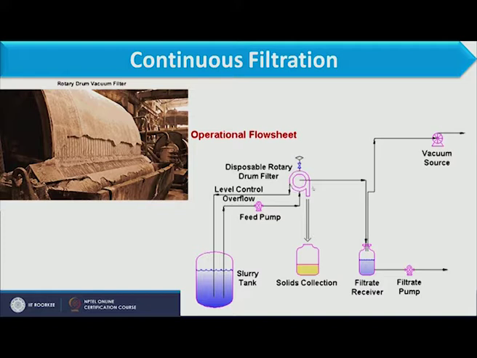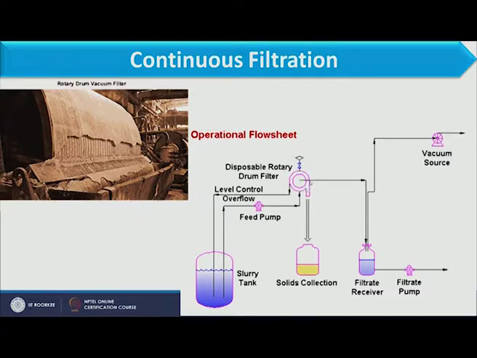Level control is to ensure that a certain section of the drum is submerged in the liquid. When the liquid level rises, the liquid is recycled back to the slurry tank. So the drum is submerged up to here in the slurry tank, and the whole washing process is carried out.